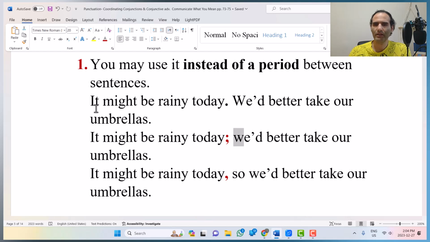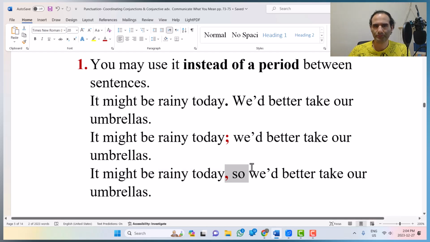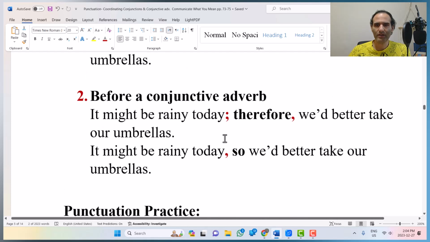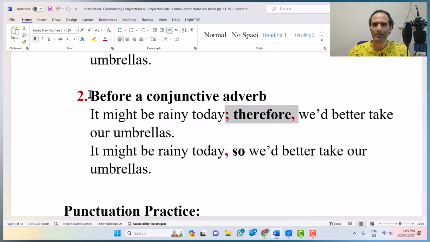What's the difference? Here, small letter; here, capital letter or uppercase. "It might be rainy today, so we'd better..." So a coordinating conjunction connecting two independent clauses together, and that's why we need a comma before. This is one case of using a semicolon instead of a period. The other one, before a conjunctive adverb. "It might be rainy today. Therefore, as a result, consequently," or any other conjunctive adverb, semicolon before, comma after.